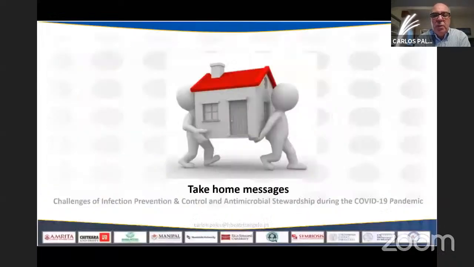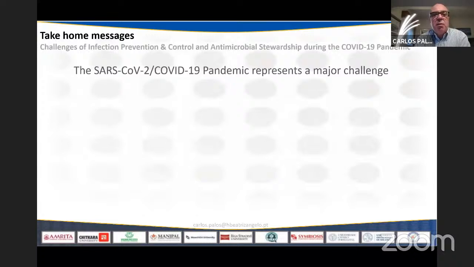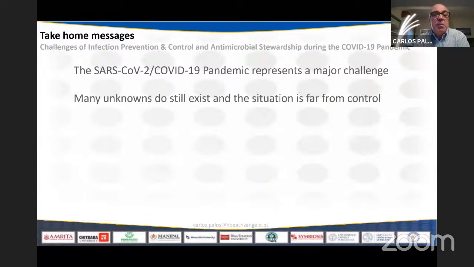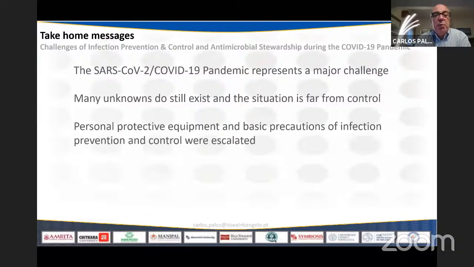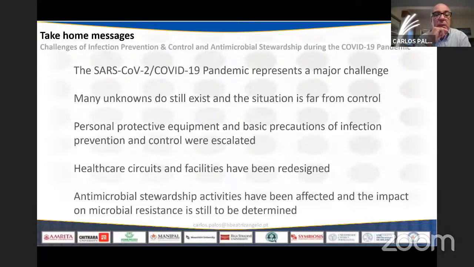So just to finish and take on some messages, the SARS-CoV-2 COVID-19 pandemic represents a major challenge to humankind. We still have many unknowns and doubts about the situation, and the situation, as you can see, is far from control. Personal protective equipment and basic precautions of infection prevention and control were escalated. We are now using things that usually we didn't use. Healthcare circuits and facilities have been redesigned. And finally, antimicrobial stewardship activities have been affected, and the impact on microbial resistance is still to be determined. So thank you very much.